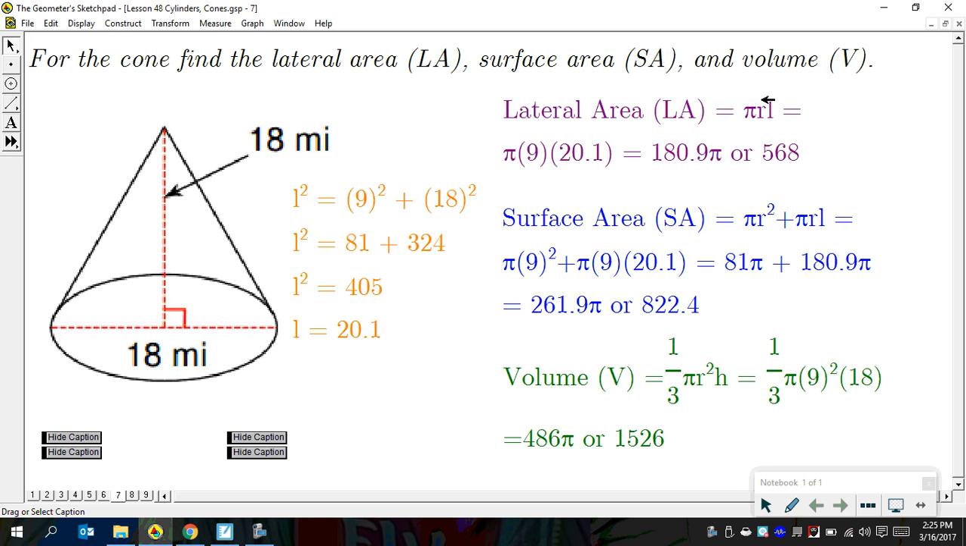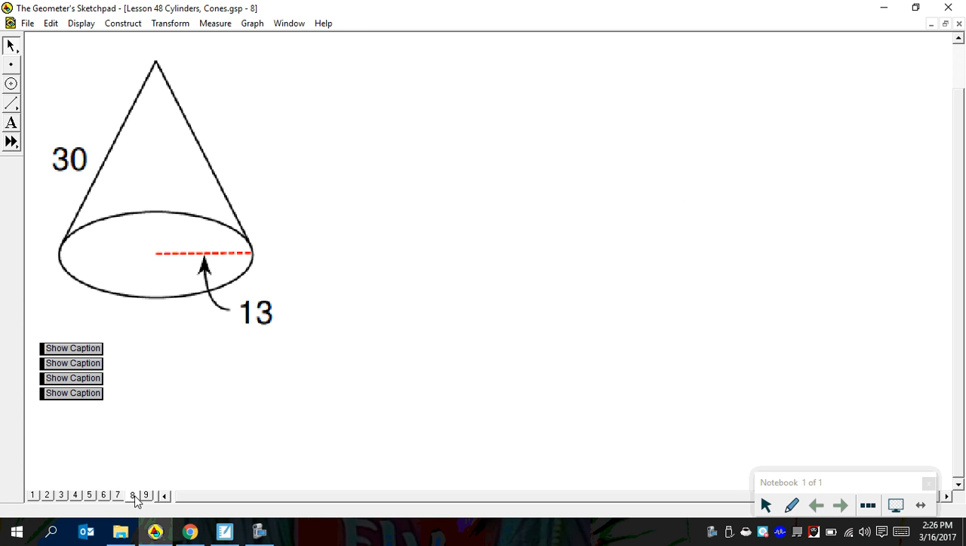Again, plugging in 9 for everywhere I see R, plugging in 20.1 everywhere I see L, because that's my slant height, and plugging in 18 because that's my vertical height, my perpendicular height, anywhere I see H, and that is only in the volume formula. So pause here, give this one a try. You're going to have to find this time the vertical height, the perpendicular height.